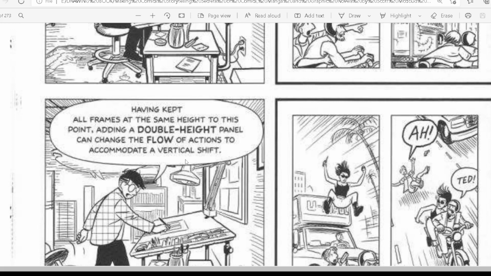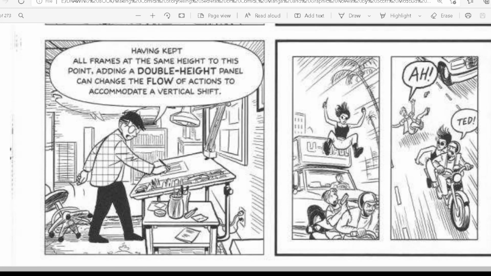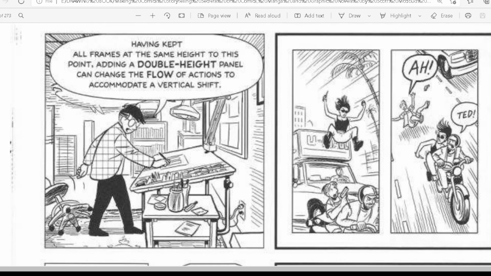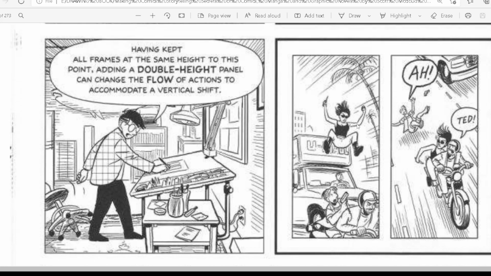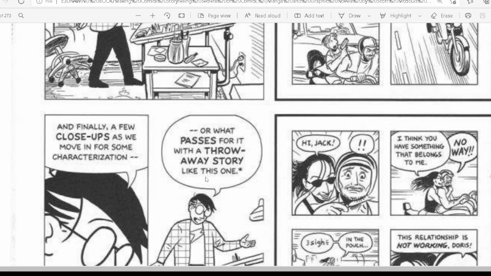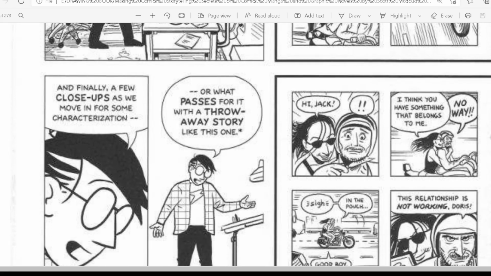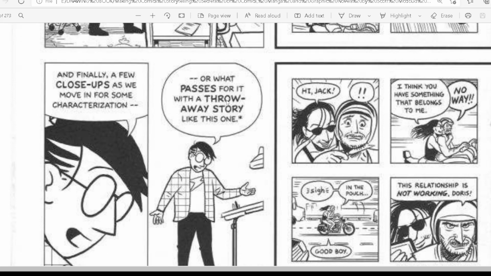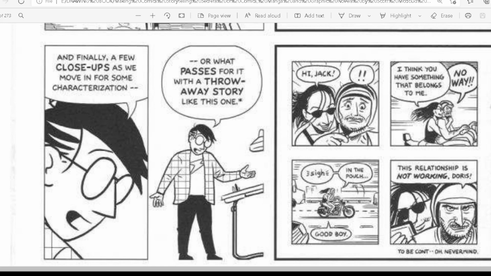Having kept all frames at the same height to this point, adding a double height panel can change the flow of action to accommodate a vertical shift. Now as you can see, the C character is a woman, and she's an undercover woman. Now as you can see what she's doing, so interesting. And finally, a few close-ups as we move in for some characterization, or what passes for it, with a throwaway story like this one.